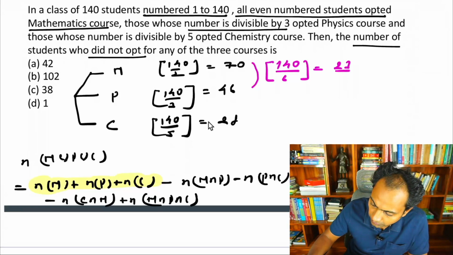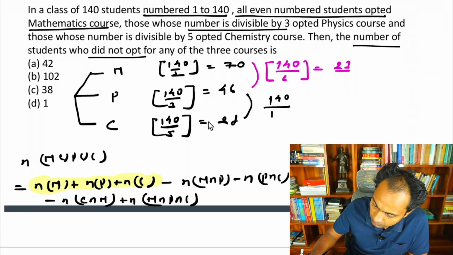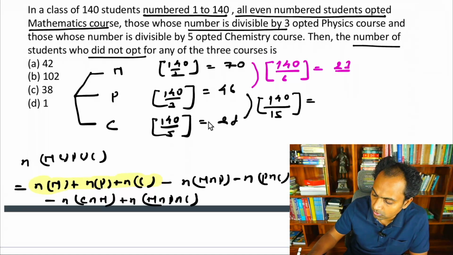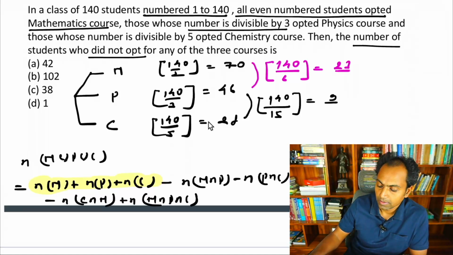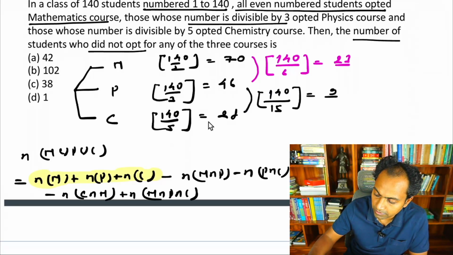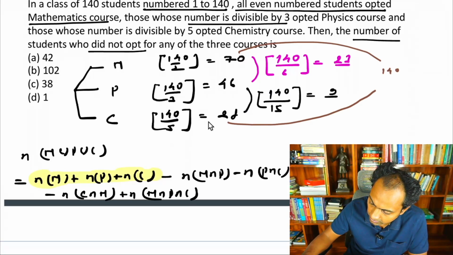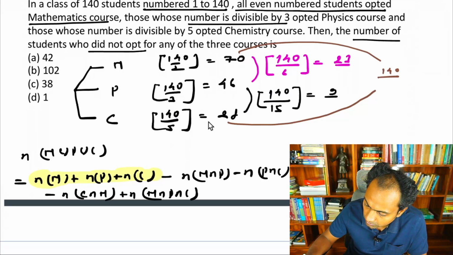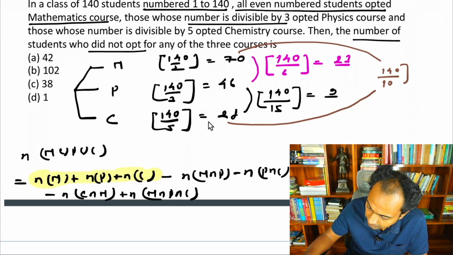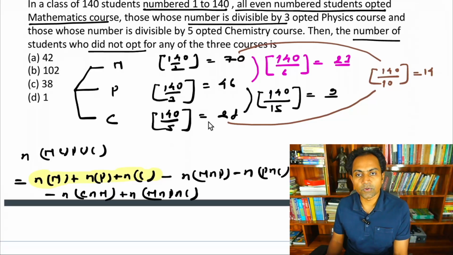Second, if I want to find the intersection of P and C, 140 needs to be divided by 3 and 5 both. So this will become 15. And if I do so, the answer comes out to be 9. And then if I want to find it for the mathematics and chemistry part, then 140 needs to be a multiple of 2 and 5 both. Let us divide it by 10. Answer comes out to be 14. So this is what we have.